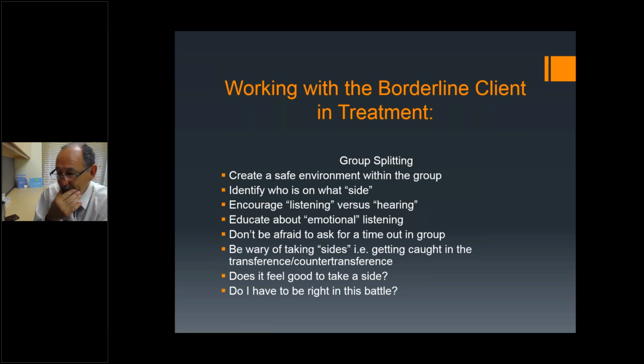So what do we do with splitting? We create a safe environment within the group. We help identify who is on what side. Now, there has to be a little bit of cajoling and some nurturance with this. I would suggest that you not come out and say, okay, who's on Susie's team and who's against her? I wouldn't suggest you take that line of action. I would look at, as a process, what's going on and notice that there's a split in the group. Typically, that represents the split between love and hate.